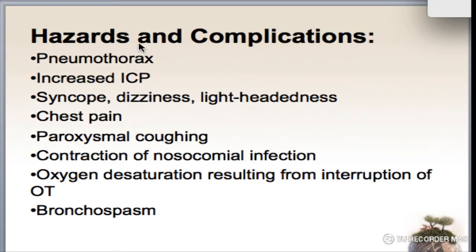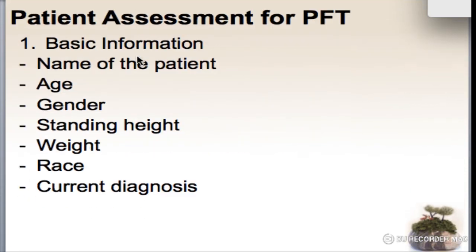Hazards and complications: we have pneumothorax, increased intracranial pressure, syncope, such as dizziness and lightheadedness, chest pain, paroxysmal coughing, contraction of nosocomial infection, such as pneumonia, PTB, and other infections, oxygen desaturation resulting from interruption of oxygen therapy during the procedure, or bronchospasm. Bronchospasm is correlated to chronic or severe exacerbation due to asthma or an asthma attack.